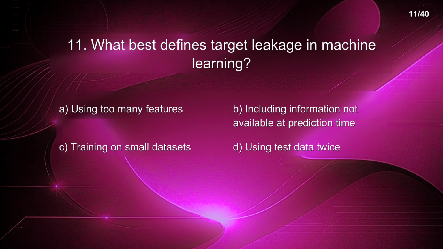Eleventh question. What best defines target leakage in machine learning? A. Using too many features. B. Including information not available at prediction time. C. Training on small datasets. D. Using test data twice.